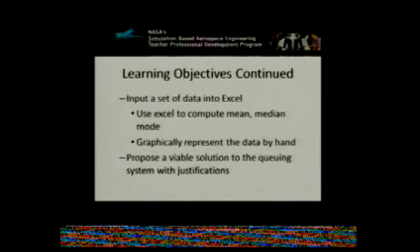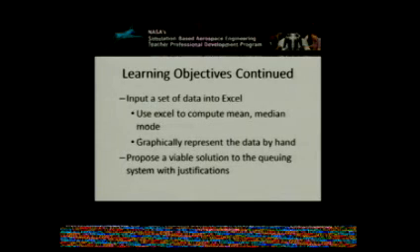In that real life scenario, they're going to have to take data that they found. So this might be messy data. It might have decimals, it might take them 3.75 minutes. And so they're going to input that data into Excel and then use the tool of Excel to compute mean, median, mode. And they'll be able to find all their statistical data from Excel.